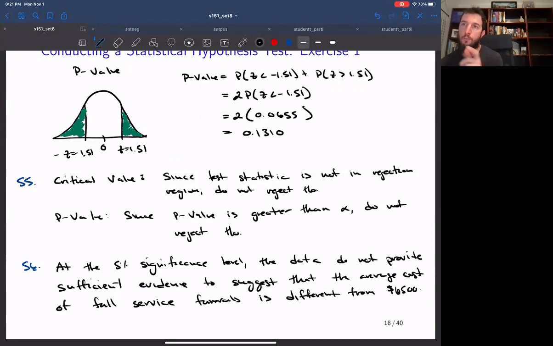So I have "do not provide" because I'm not rejecting the null. So do not provide sufficient evidence to suggest that the average cost of full service funerals. So this is what we're measuring. We're measuring the cost of full service funerals, and we're talking about the average value. So they do not provide sufficient evidence to suggest that the average cost of full service funerals is different from 6,500 because our alternative was different from, or not equal to.